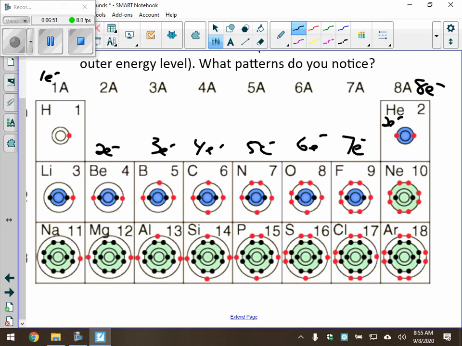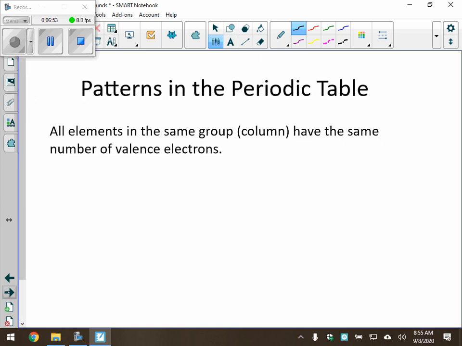So, good? All right. Patterns in the periodic table, that's where we are now. All elements in the same group or column have the same number of valence electrons. So if we're talking about group 1, they have 1 valence electron. If they're in group 2, they're 2, right? And then we skip the middle parts and jump all the way over to boron and aluminum, carbon and silicon, and so on and so on.